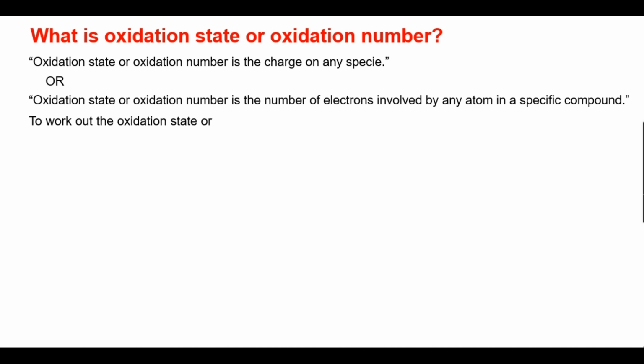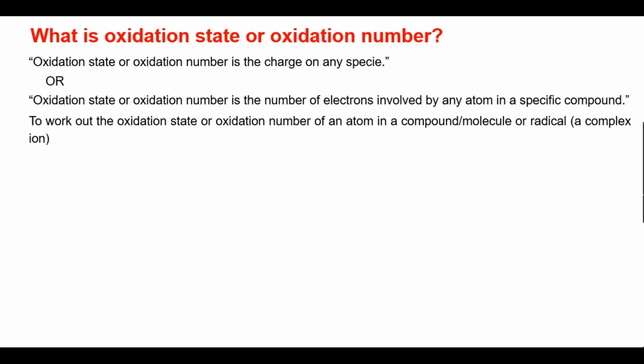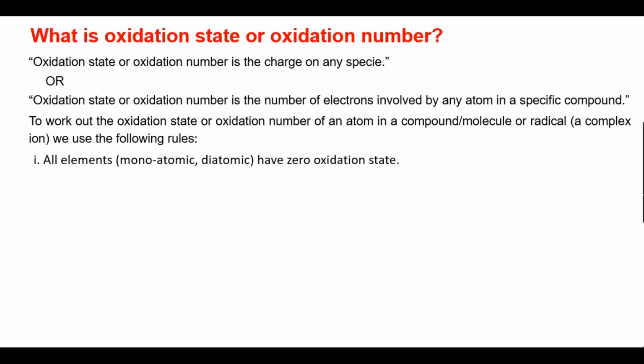To work out the oxidation state or oxidation number of an atom in a compound or a molecule or in a radical or a complex ion, we use the following rules. According to the first rule, we can easily say all elements have zero oxidation state. Keep that in mind. We have different types of elements. For example, helium, neon, argon, H2, N2, these are all elements.